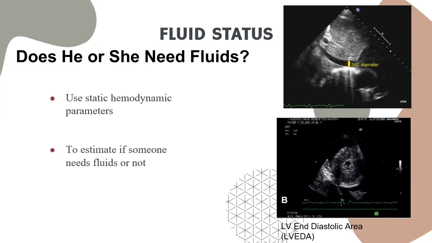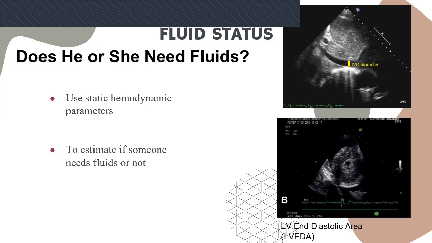So after we look at the IVC, another thing that we can look at is the left ventricle end diastolic area. Left ventricle end diastolic area is good if it's at the extremes of a patient. If the patient is very hypovolemic, you can see at the end of diastole, the left ventricle is still very small. The area is small. So what it says is that the patient most probably can take fluids because with this kind of small end diastolic area, at the end of the filling, the left ventricle is still underfilled.